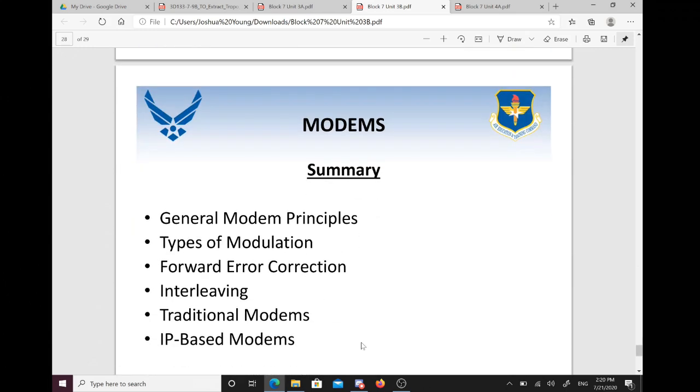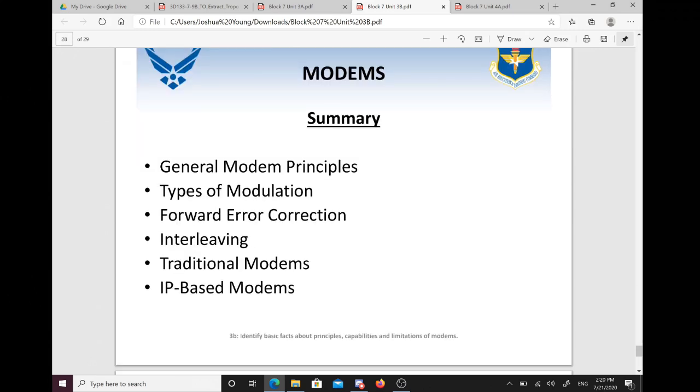This concludes our coverage of Objective 3 Bravo. We discussed some general modem principles, talked about the 5 different types of modulation concerning this block, forward error correction, and how that pertains to our receive equipment and is the receive end's responsibility to correct the data.